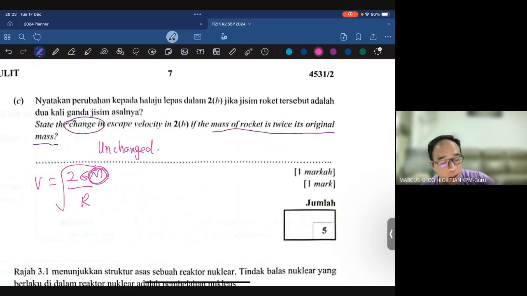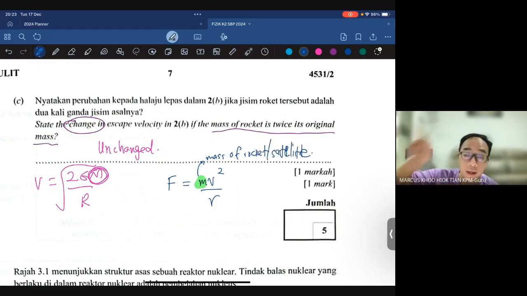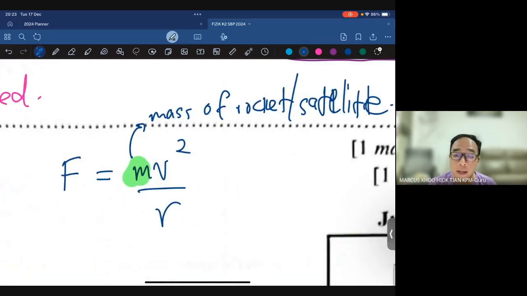Okay, here we see centripetal force. This mass, for centripetal force, is the mass of the rocket, or the satellite that is going around. So sometimes the question will ask, what happens to the centripetal force if the mass of the planet becomes bigger? Reality is, the mass of the planet doesn't affect the centripetal force. It's the mass of the rocket.